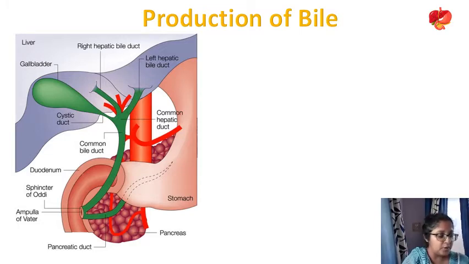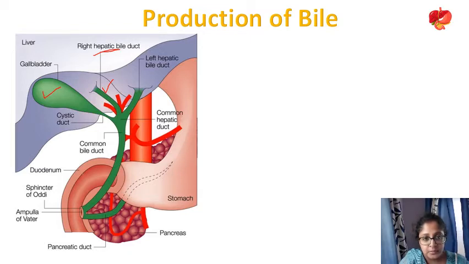Basically, it is produced by the liver, we all know that, and it is stored in the gallbladder. So this is the gallbladder, and it is stored over here. The right hepatic means liver, so the bile duct is here. From here, this is the liver portion, and the whole thing is liver, and this is the hepatic bile duct. From here it moves inside.